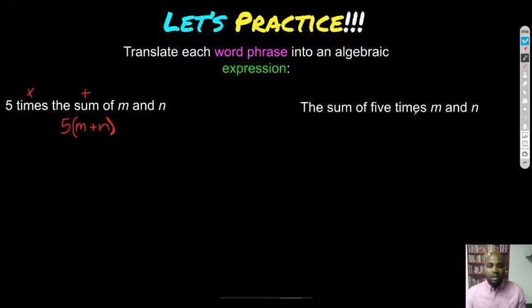The sum of 5 times m and n. Oh my, how am I writing that? The sum of 5 times m and 5 times n. So there's a sum of 5 times m and n. All right, moving on.